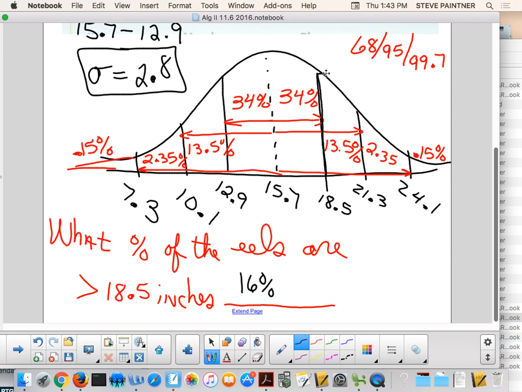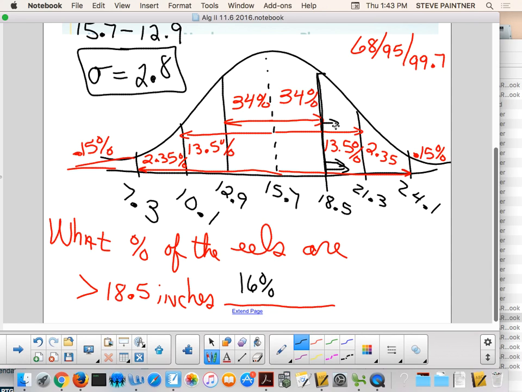Okay, so basically, guys, we're talking about eels longer than 18.5. It'd be this column, this column, this column, right? Can you remember this? The last 2 columns, this and this, add up to what? 2.5%. So in my mind, I never really add this to this. I just say this and this is 2.5 plus 13.5 is 16. He got it. It is 16%. Everybody good with that? Okay.